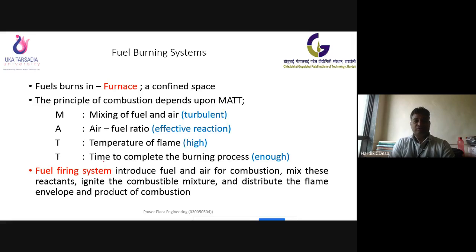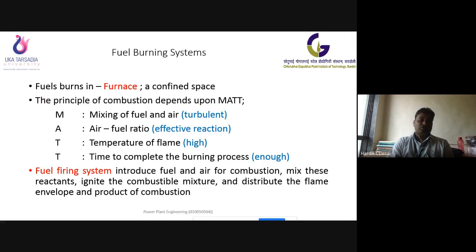And of course we want to ensure enough time for this burning process, otherwise there will be a chance for incomplete combustion. If we provide less time, then the combustion process won't be completed, and it is called incomplete combustion, and some part of the fuel will be left unburnt. It will reduce the combustion efficiency, and it will increase the wastage also.